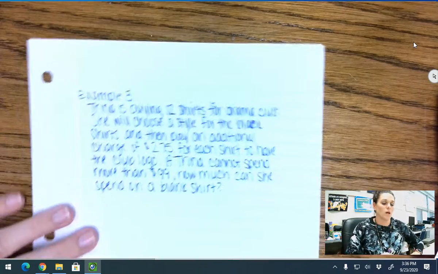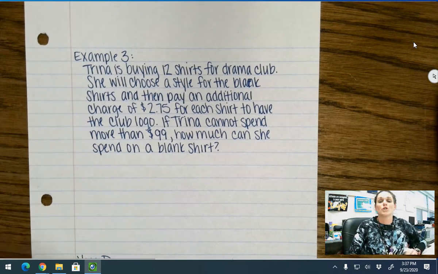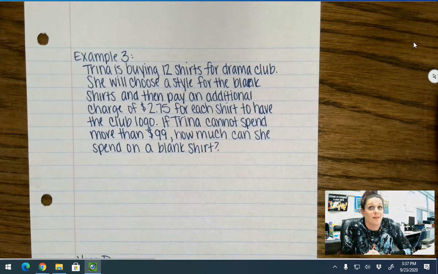All right, we have Trina. Hi, Trina. Okay, Trina is deciding that she is going to buy 12 shirts for the drama club. She's going to choose a style for the blank shirt and then pay an additional charge of $2.75 for each shirt to have the club logo put on it. If she cannot spend more than $99, how much can she spend on a blank shirt?